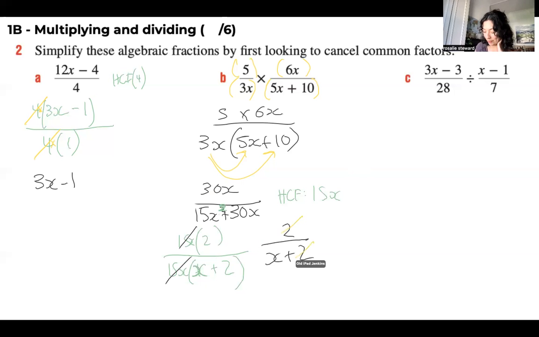Can you cross out these 2s like so? Absolutely not. You can't do that because you're adding. You can only cross out a like term if it's multiplying or if it applies to every single term.